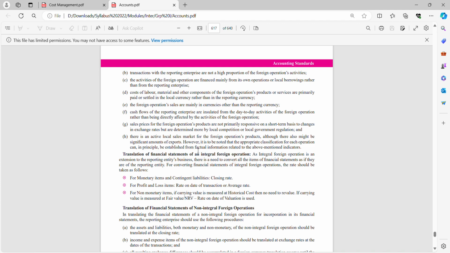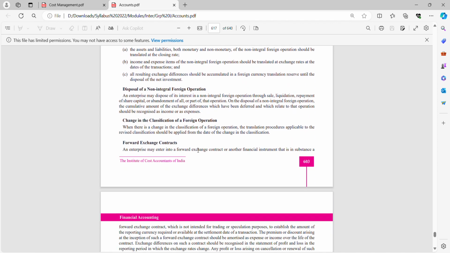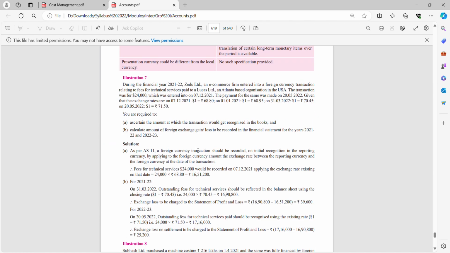For converting financial statements of integral foreign operations, the rate should be taken as follows. For monetary items and contingent liabilities, closing rate. For profit and loss items, average rate. And for non-monetary items, they have given you a formula. So this way you determine your conversion rate. Okay, a quick read. I'll take a pause, then we'll go for the next.